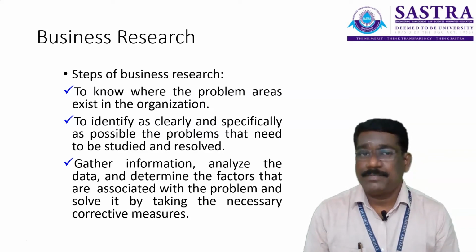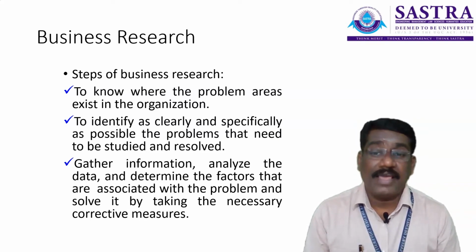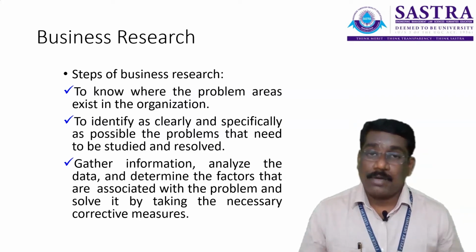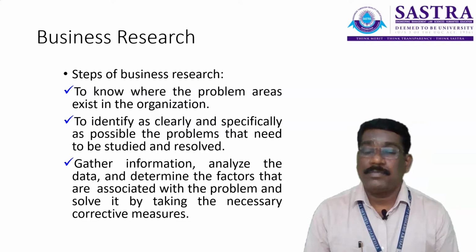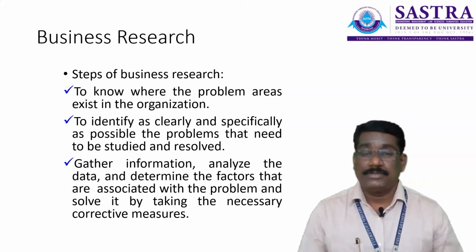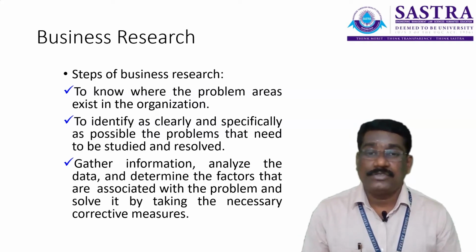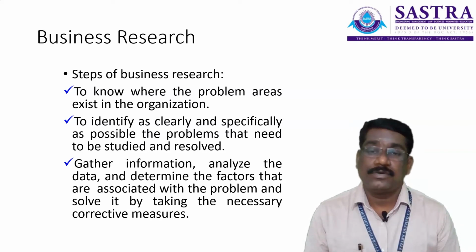So you need to identify the problem precisely, and the next step is to identify as clearly and specifically as possible the problems that need to be studied and resolved. Once the problem is well identified, we are almost through, and we will be able to get the proper solution to that problem. If a problem is not identified clearly, then whatever research process you execute is not going to give you a relevant solution to your problem. You cannot make a proper decision, and then your decision goes wrong.